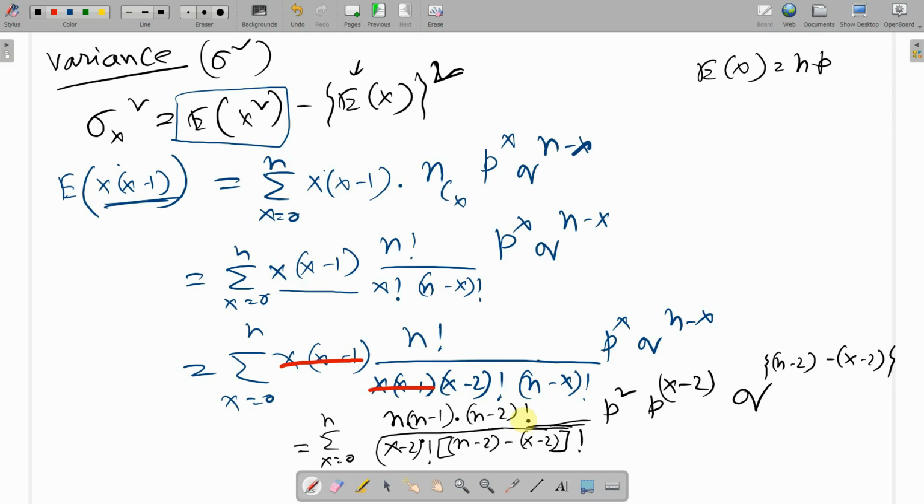Now what I can do from this portion is, क्या क्या कॉमन ले सकता हूँ, मुझे थोड़ा हेल्प करो. Tell me class, क्या क्या कॉमन ले सकता हूँ. n into n minus 1, okay, into p square भी कॉमन ले लिया.